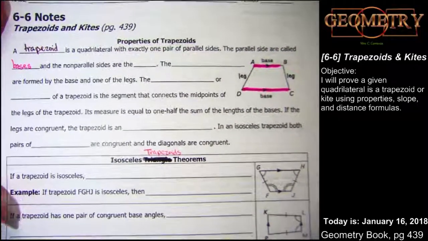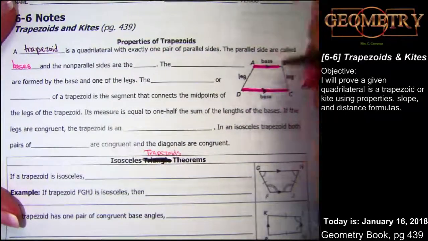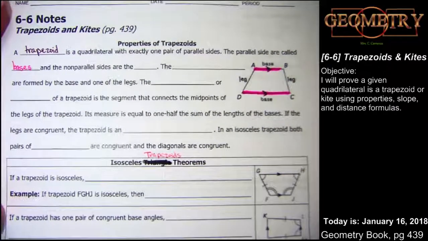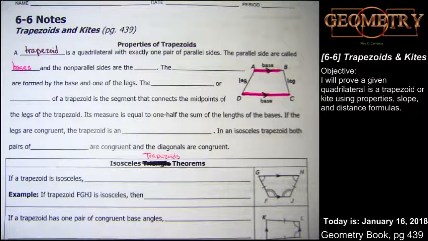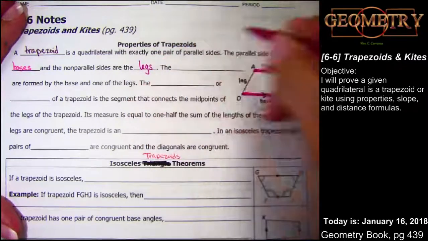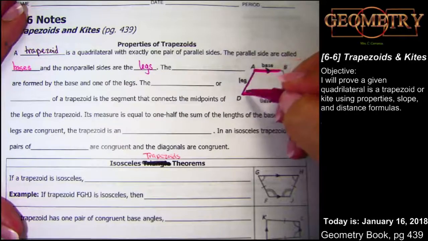All right, there's your bases. Note the symbol for parallel drawn in them. There it is, the little extra arrowhead somewhere in the middle. The non-parallel sides are called legs. And here are your legs.